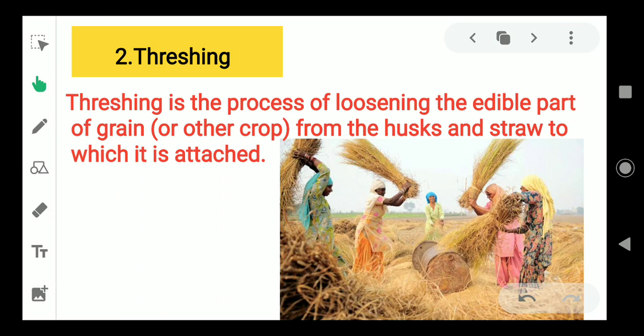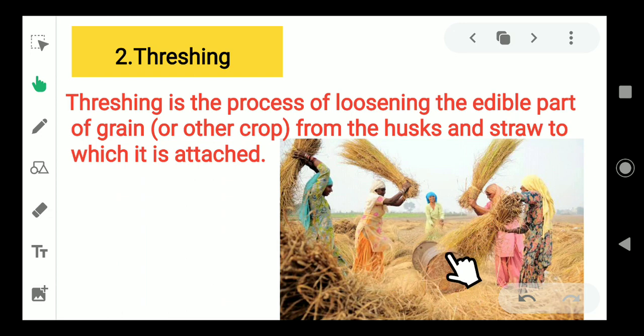Moving on to the next method, it is threshing. Threshing is the process of loosening or removing the edible part of grain or other crop from the husks and straw to which it is attached. See, some workers are doing it here. Here they are trying to separate grains from the straw. By beating, they can separate the grains from the straw.